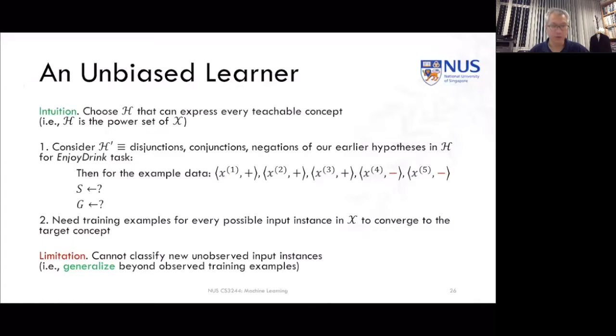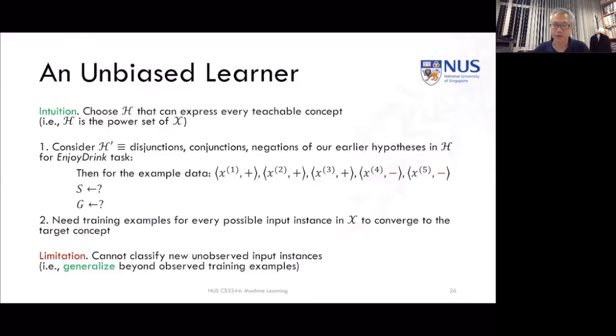Okay, so again, our intuition there was to show that if we choose a hypothesis set that can express every teachable concept, then we're going to have some difficulties, right? So for example, if H is the power set of all particular instances, then there's going to be a very, very large space to choose from of target concepts.